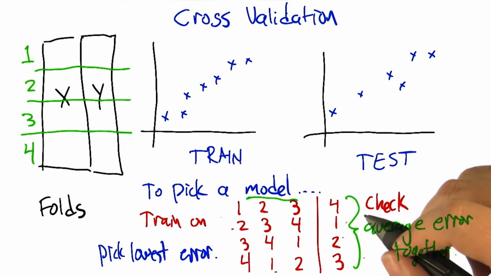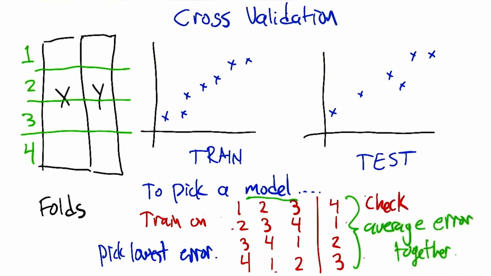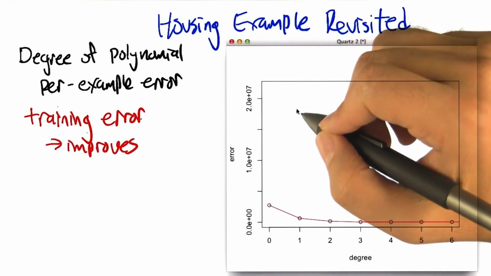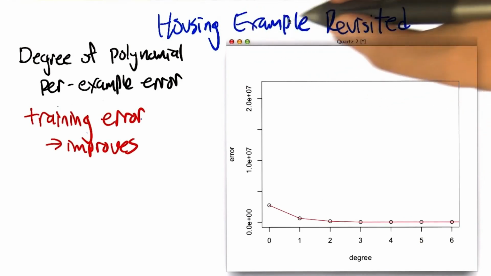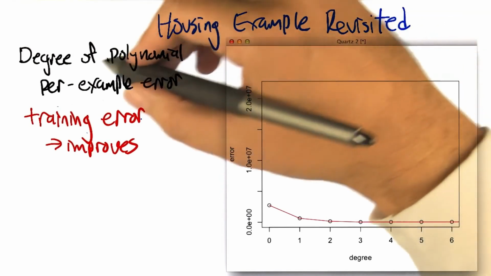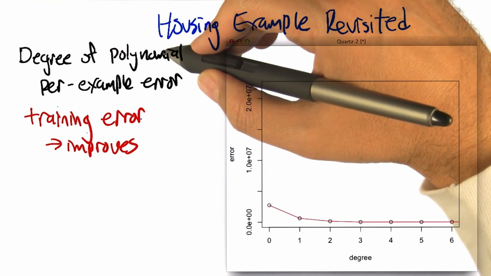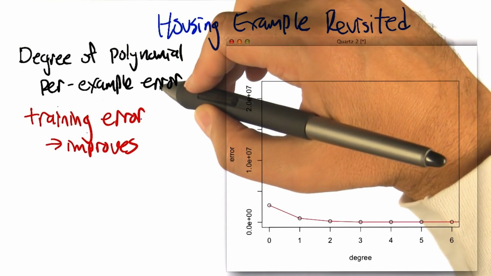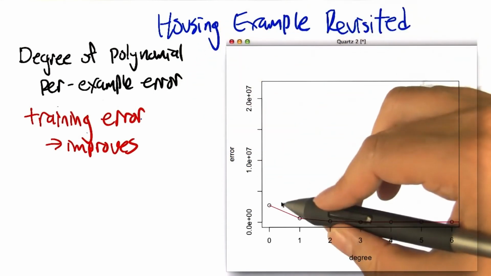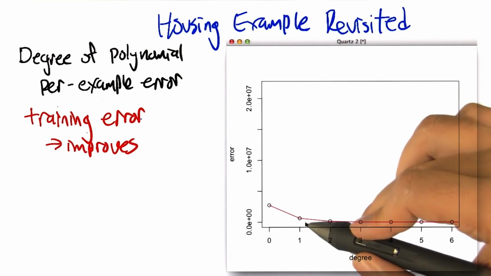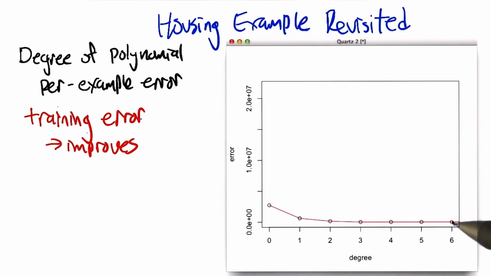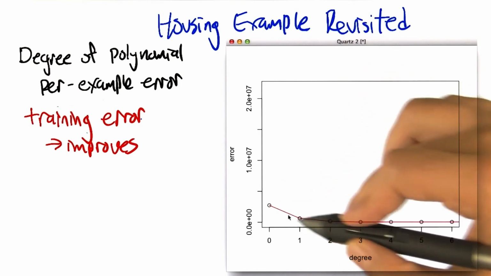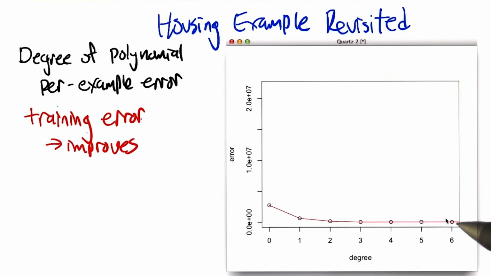All right, if this is a little bit abstract still, let me ground this back in the housing example. As you may recall, in this housing example, we look at different degrees of polynomials and how well they fit the data. Let's look at the per example training error: how far off is it for each of the data points? As we increase the degree of the polynomial from constant to linear to quadratic and all the way up to, in this case, order 6, the error is always falling. As you go up, you have more ability to fit the data closer and closer.